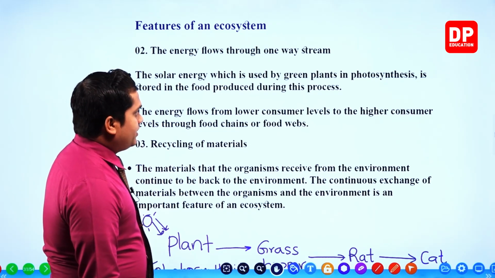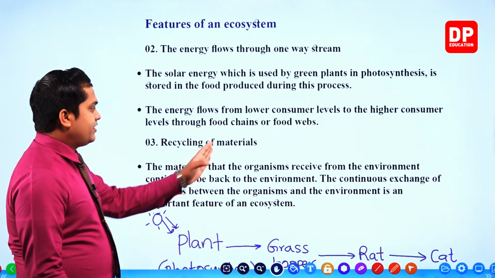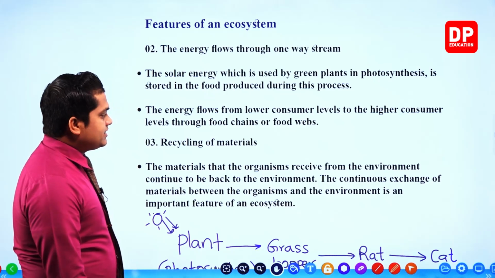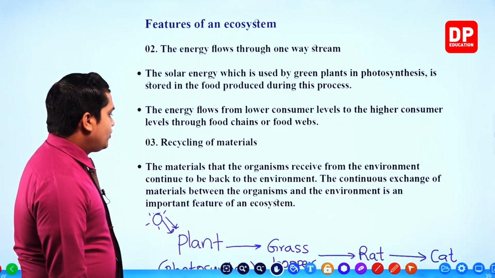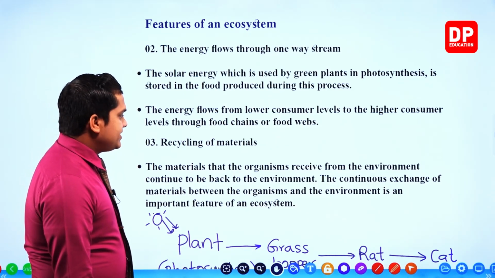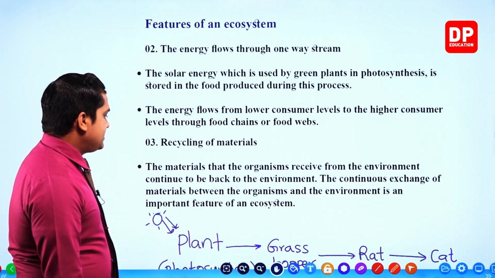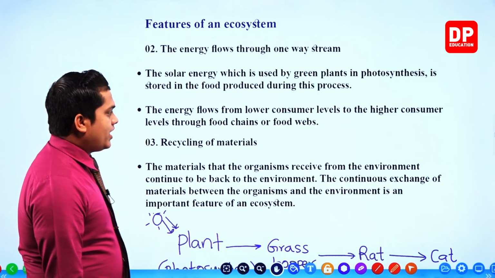Then the third one given, the recycling of materials. Materials that the organisms receive from the environment continue to go back to the environment. The continuous exchange of materials between the organisms and the environment is an important feature of an ecosystem, right?